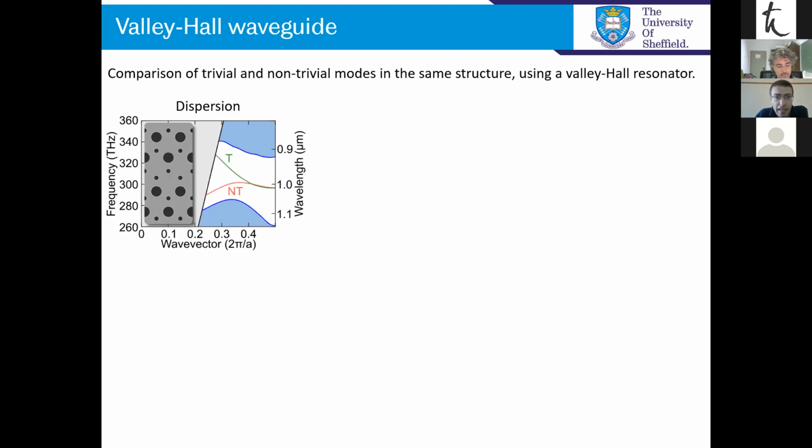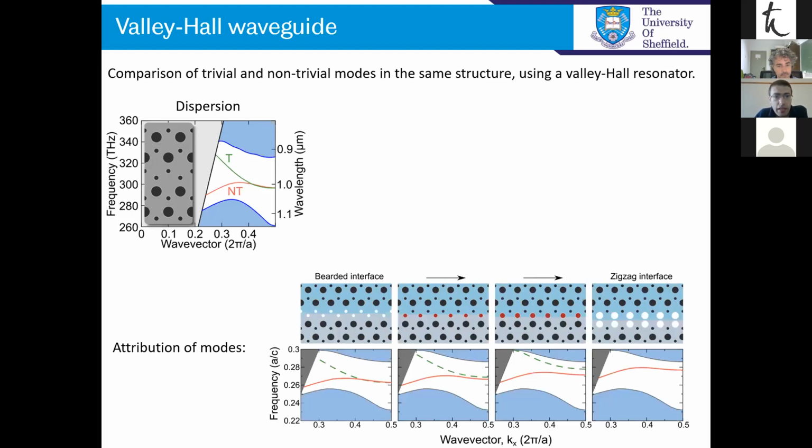to a trivial one. And the reasoning behind this is that if we take our bearded interface shown on the left, and if we modify one of the holes at the interface, the red hole, if we adiabatically increase the size of that, eventually we arrive at an equivalent interface, a zigzag interface. And what we see if we look at the dispersion in each case is that the same lower frequency mode is always there. However, the higher frequency mode disappears into the bulk bands. So this was the first indication that the non-trivial one is the lower mode.